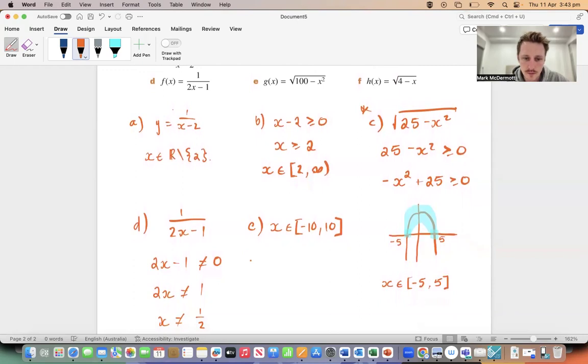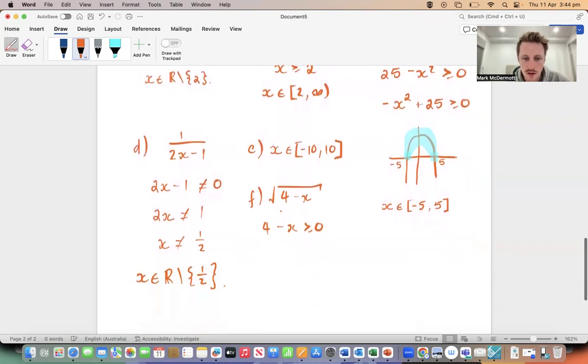Okay, part F. The square root of 4 minus x. Okay, 4 minus x has to be greater than or equal to 0 because we're taking the square root of it. So solving this, negative x has to be greater than or equal to, subtract 4 from both sides. Okay, now we're dividing by a negative number. X has to be less than or equal to, because you've got to flip the sign because we're dividing by a negative number, less than or equal to positive 4.